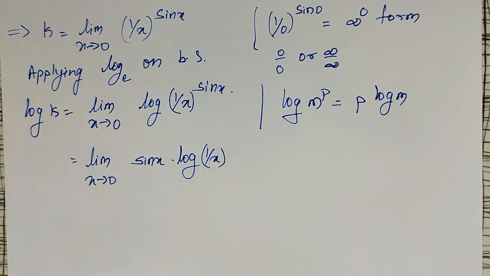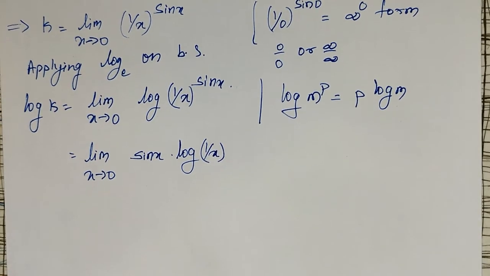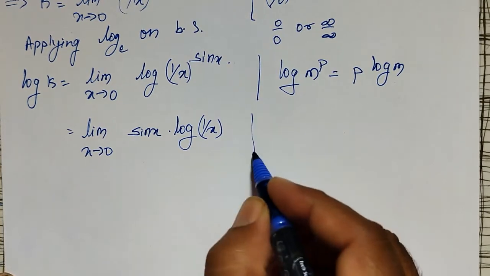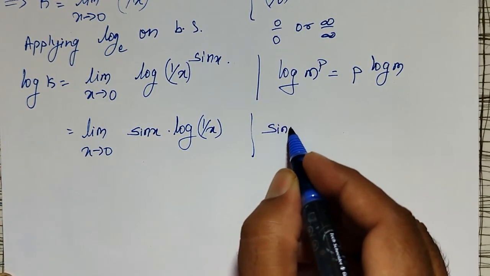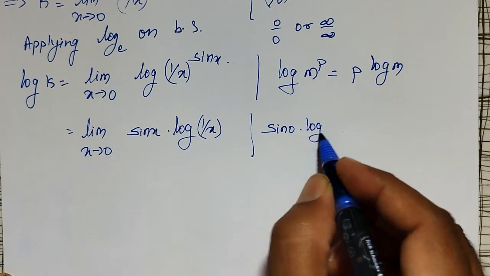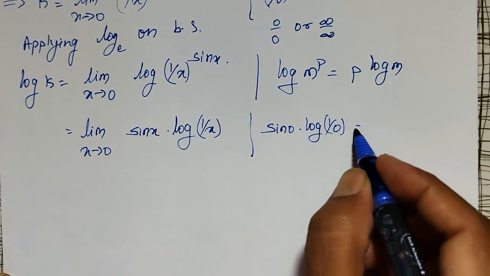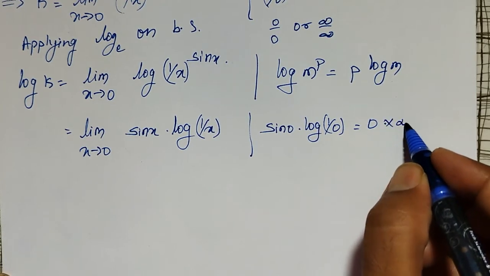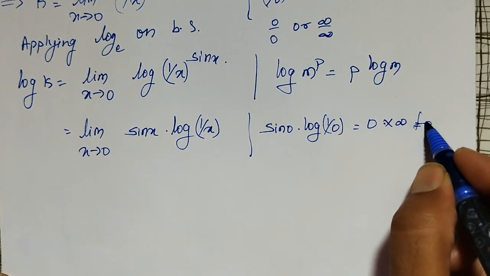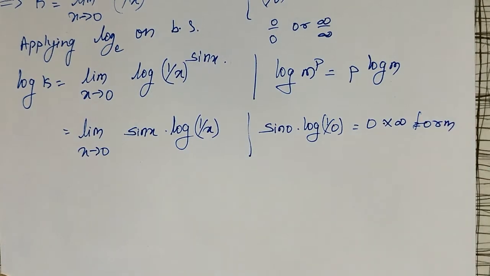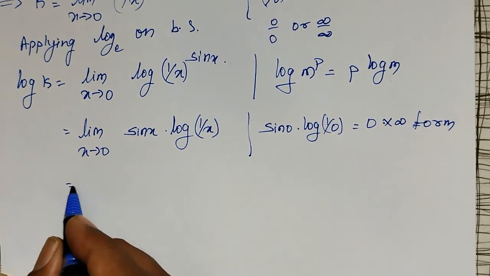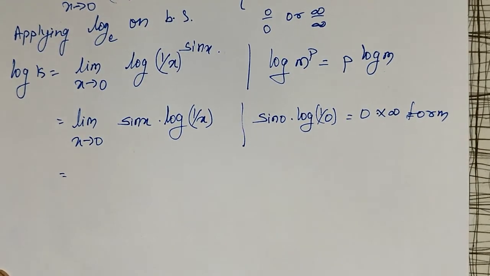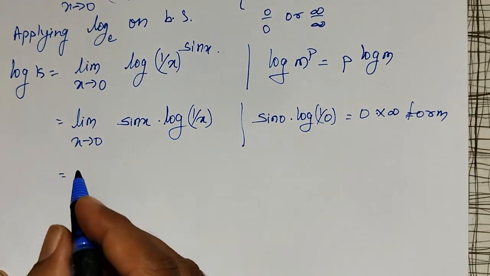Now you can check in which indeterminate form it is, whether finite value or indeterminate form. As x tends to 0, it becomes sin 0 into log of 1 by 0. That is, sin 0 is 0 and log infinity is infinity. Therefore, it is in the 0 into infinity form. That's why I will convert it into 0 by 0 form or infinity by infinity form by just readjusting the terms.